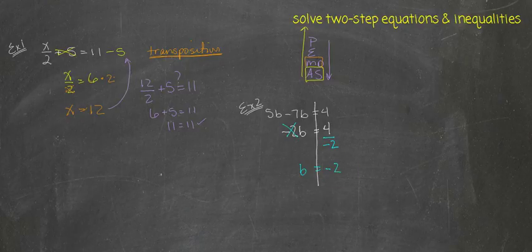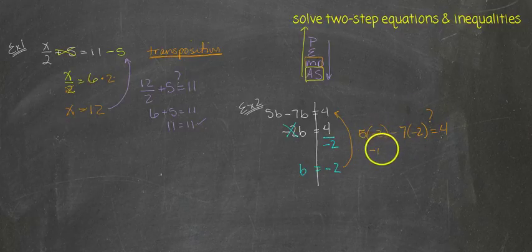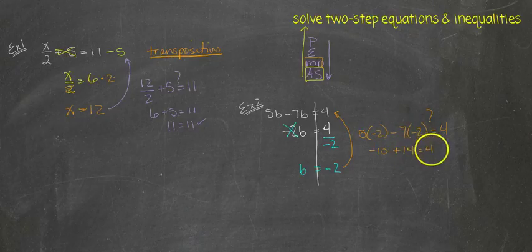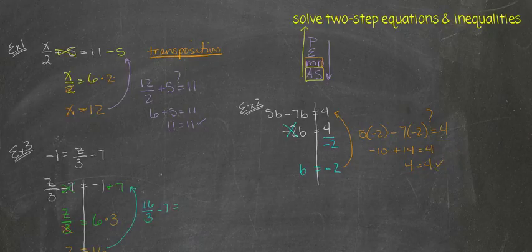I'm going to check it in the original. So 5 times negative 2 minus 7 times negative 2 equals 4. 5 times negative 2, oh, and we don't know if it equals 4. 5 times negative 2 is negative 10 plus, because negative and a negative is a positive, 7 times 2 is 14 equals 4. Negative 10 plus 14 is 4 equals 4. I'm correct. Well, that was just about as much fun as a barrel full of monkeys. Let's do some more.